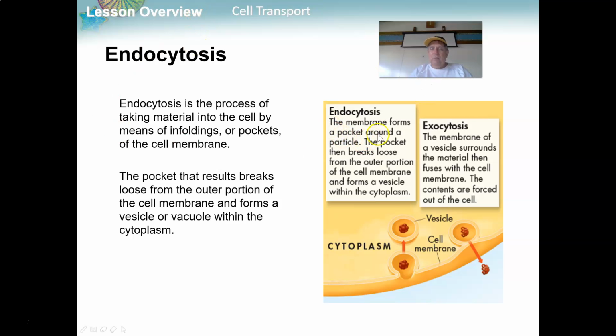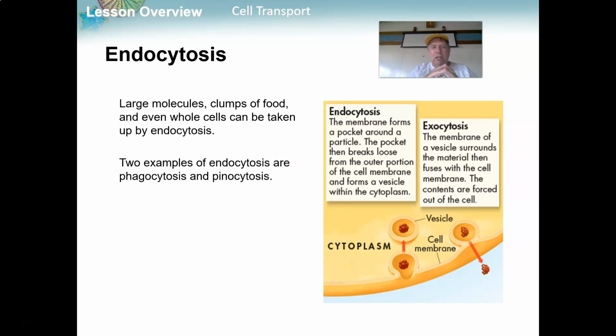So if you look over here, we have the box on the left-hand side, endocytosis. But really what we're going to be looking at is over here on this right-hand part of the cell. So we have the particle, and it wants to get into the cell. The membrane forms a pocket around the particle. So the particle comes to the cell, a pocket's formed. The pocket then breaks loose from the outer portion of the cell membrane and forms a vesicle within the cytoplasm and goes inside the cell.